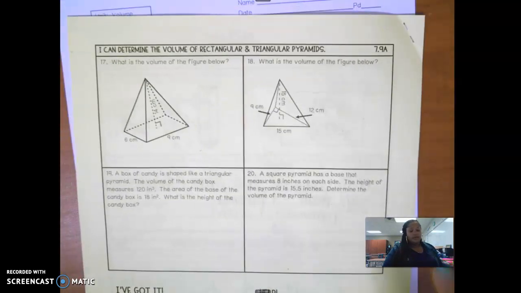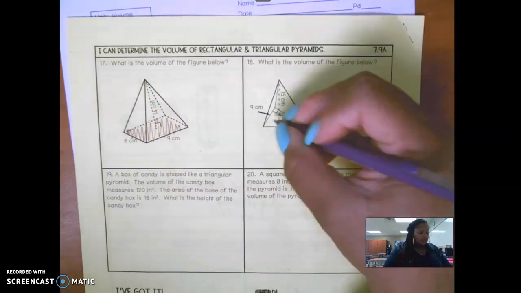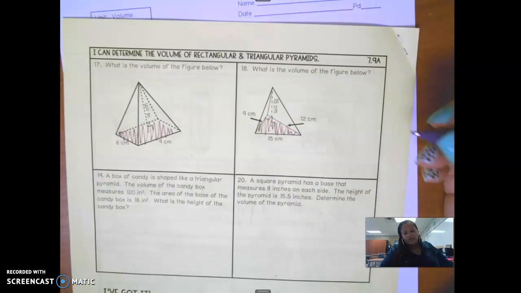What is the volume of the figure below? Shade in the base. Shade in the base over here. I will finish this and the notes on the next video.